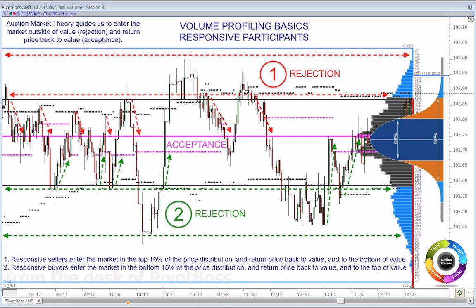Likewise, if you're a responsive buyer, you take it at the bottom of value and return it to value. Bottom of value, return it to value. Now, one thing to keep in mind, price doesn't always adhere to the bottom. Sometimes they run the stops and price drops, but there's always further rejection.